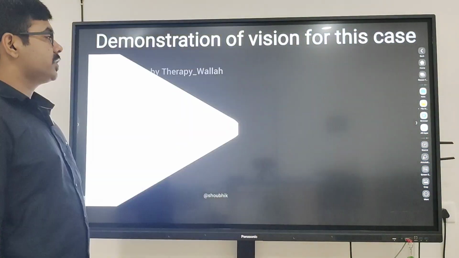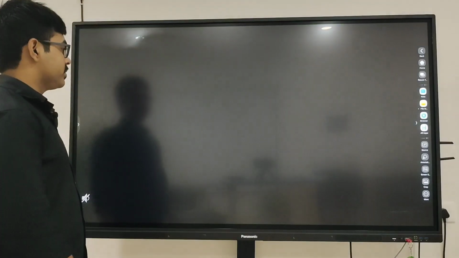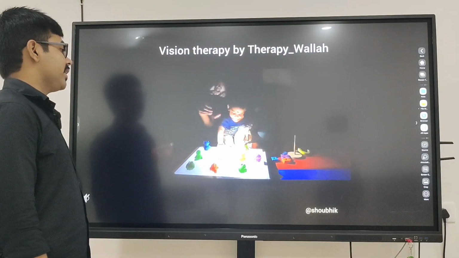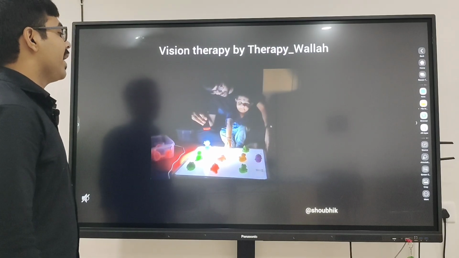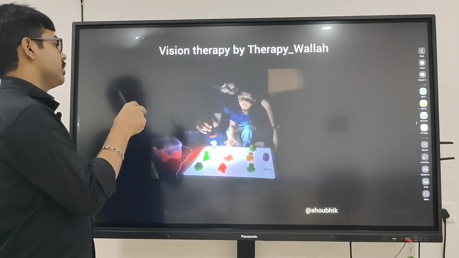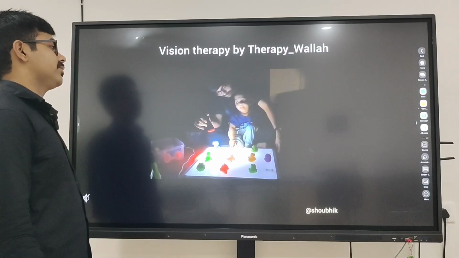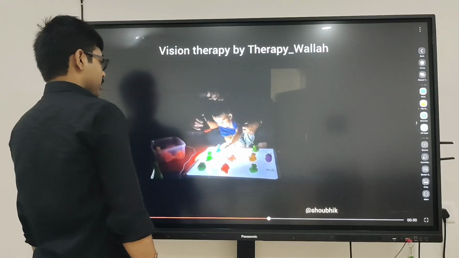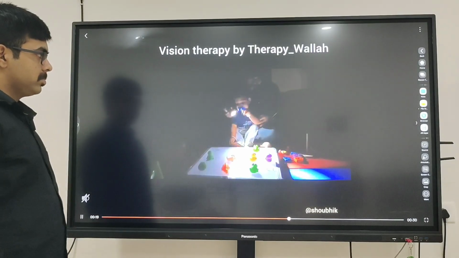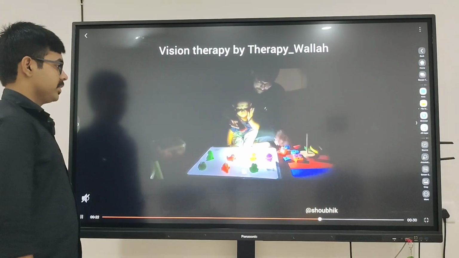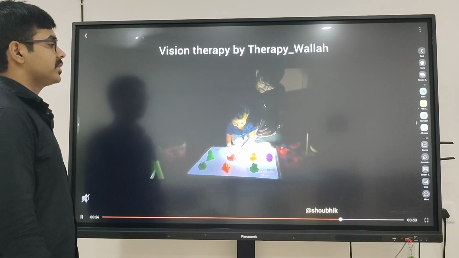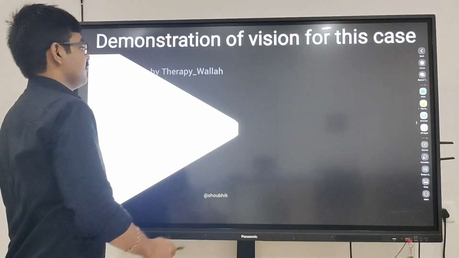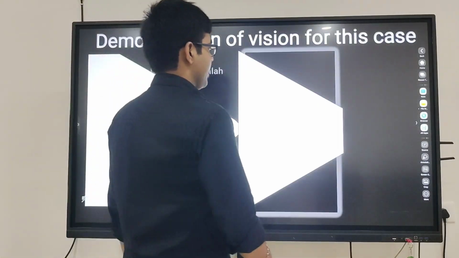Out of the demonstration, I'm just trying to give a demonstration of the vision therapy I provided to the child. You can see that after switching off the light of the whole room, I am trying to make the child focus on only one object, and the child is trying to grab the object properly. Very colorful objects are used to grab the child's attention, and the child slowly started getting attention and giving interest in the therapy.